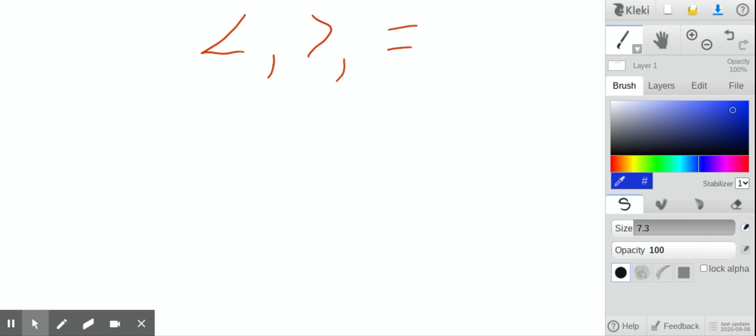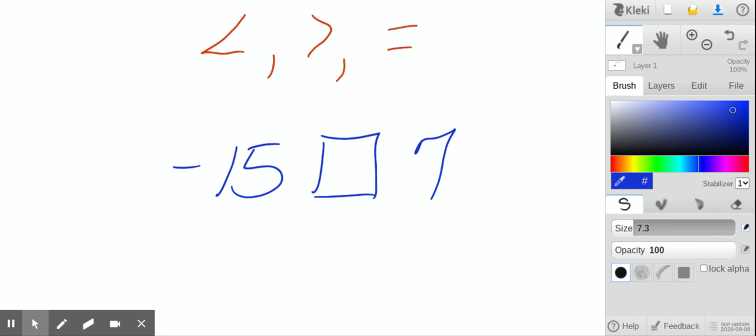Well, if we had negative 15 and we were comparing that to the number 7, we should know that all negative numbers are smaller than all positive numbers. So in this case, negative 15 is going to be smaller or less than 7. Negative 15 is less than 7 because all negative numbers are going to be smaller than positive numbers. All right, so those are the simple ones.